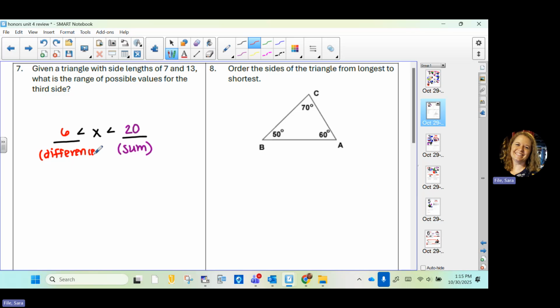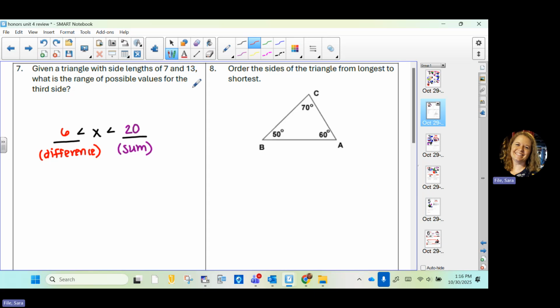And to help you understand that, let me just explain. Because if 6 and 7 were the lower two sides, the smaller sides, 6 plus 7 is 13, and that's not greater than 13. So 6 can't work. What it says is X has to be greater than 6. So it's got to be greater than 6, but less than 20. That's the range of possibilities that could form a triangle with a 7 and a 13. Make sure your name's on all the pieces.